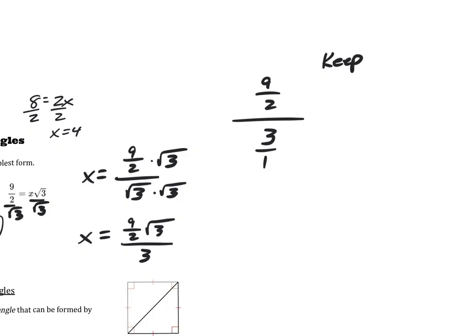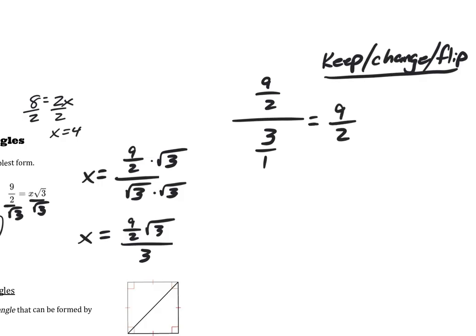We call it keep, change, flip. Have you guys heard those words before? Yes, no, maybe so, hopefully. Okay, when I take a fraction and divide it by a fraction, we call it keep, change, flip. And here's what happens. We keep the top fraction alone. Doesn't change, 9/2. Change means we're going to change the division sign to a multiplication sign. Flip means we're going to flip the 3 to become 1/3.